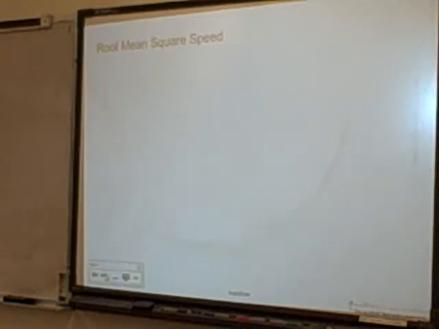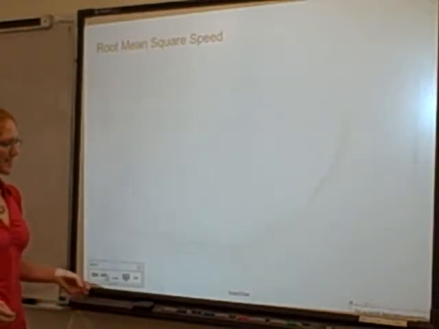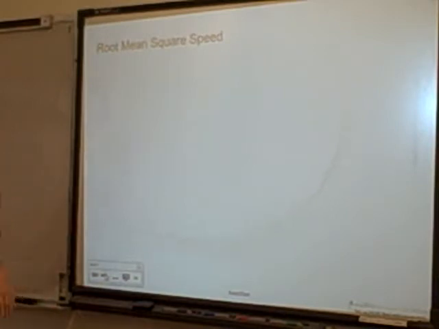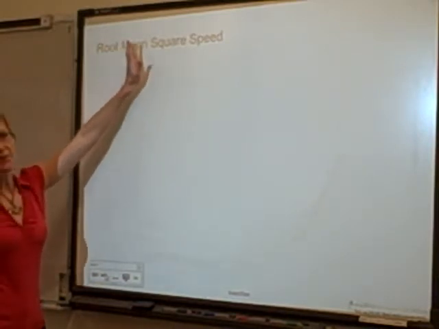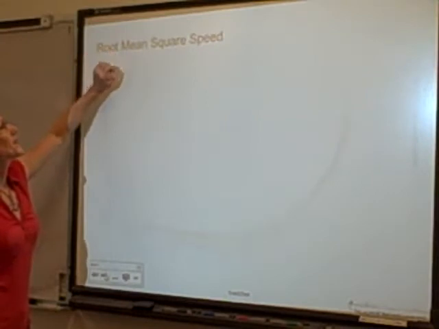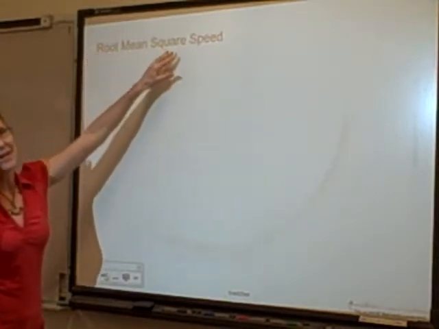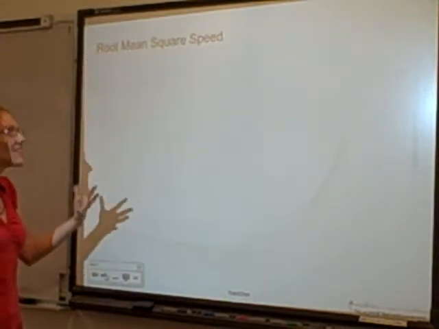Okay, so root mean square speed. You can be asked to calculate the root mean square speed of a gas. Mean is for average, and you're square rooting: first you're squaring the speed and then rooting it, so it kind of undoes what you're doing.